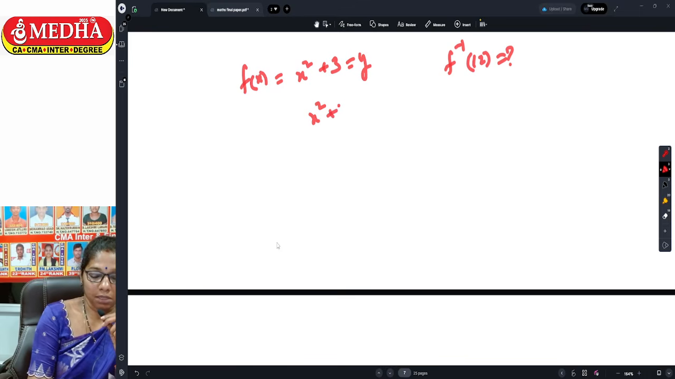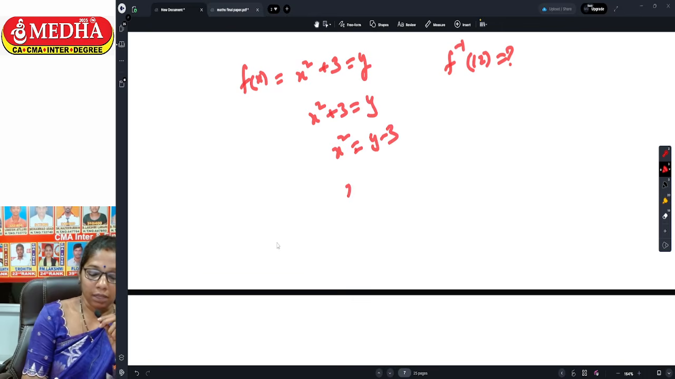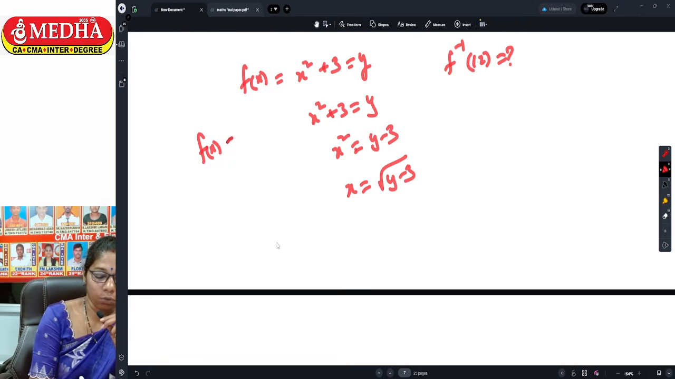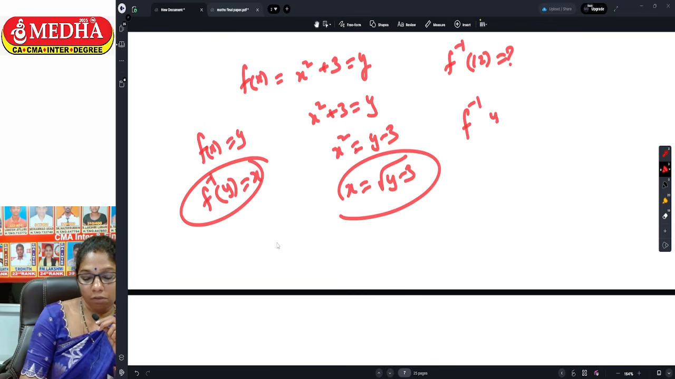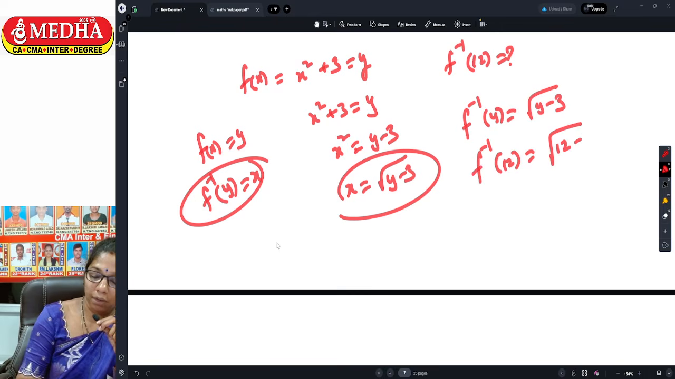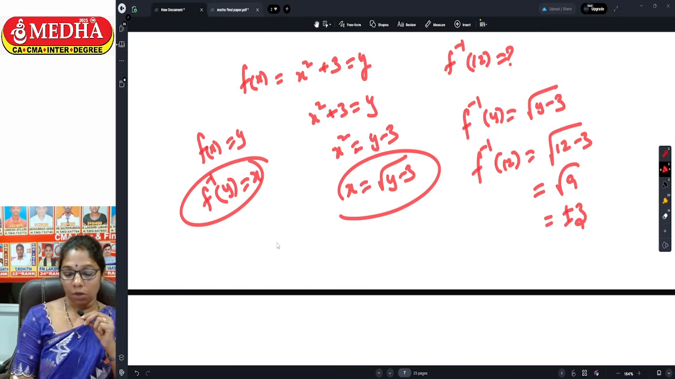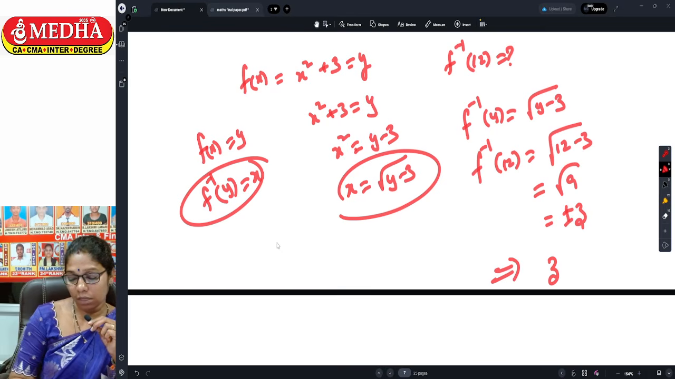x square plus 3 is equal to y. Then x square is equal to y minus 3. x is equal to root of y minus 3. Here f of x is equal to y and f inverse of y is x. So finally we know that f inverse of y is nothing but square root of y minus 3. f inverse of 12 is nothing but square root of 12 minus 3, that is root 9. Root 9 is plus or minus 3. So in the options given, 3 is the solution.